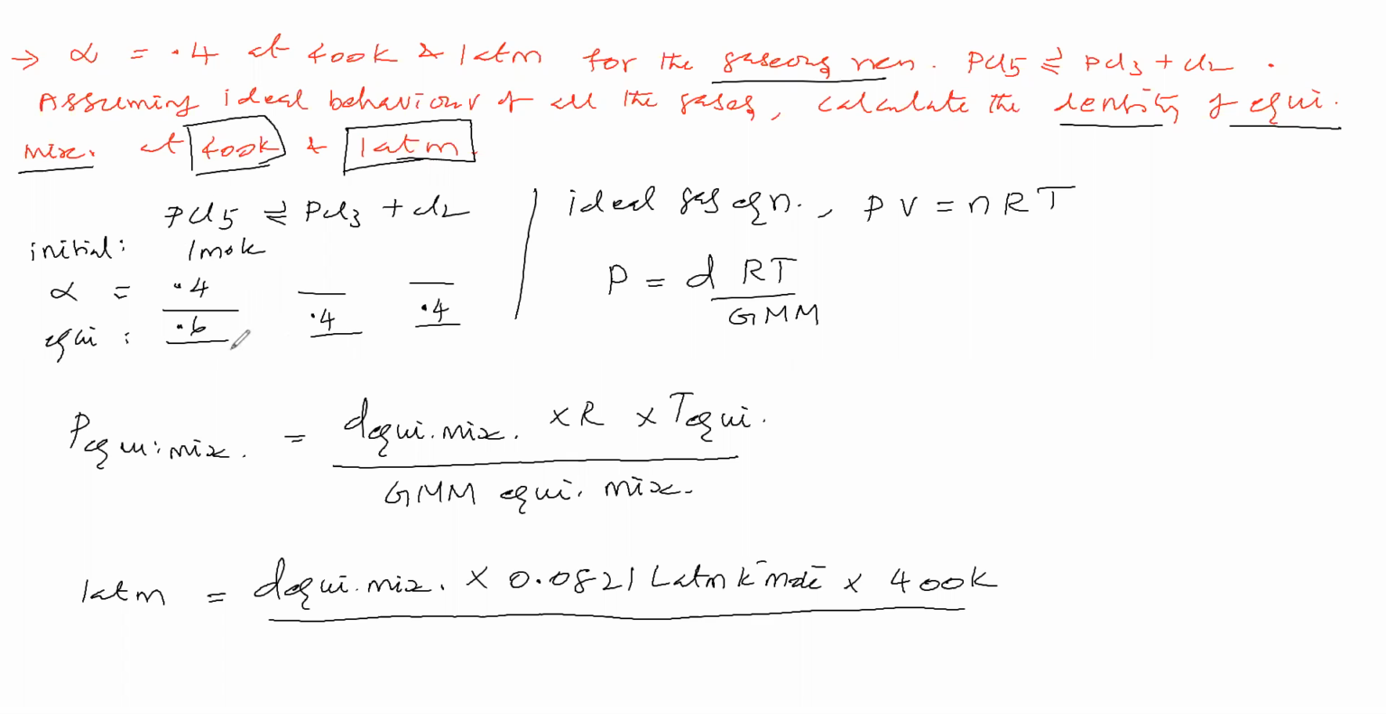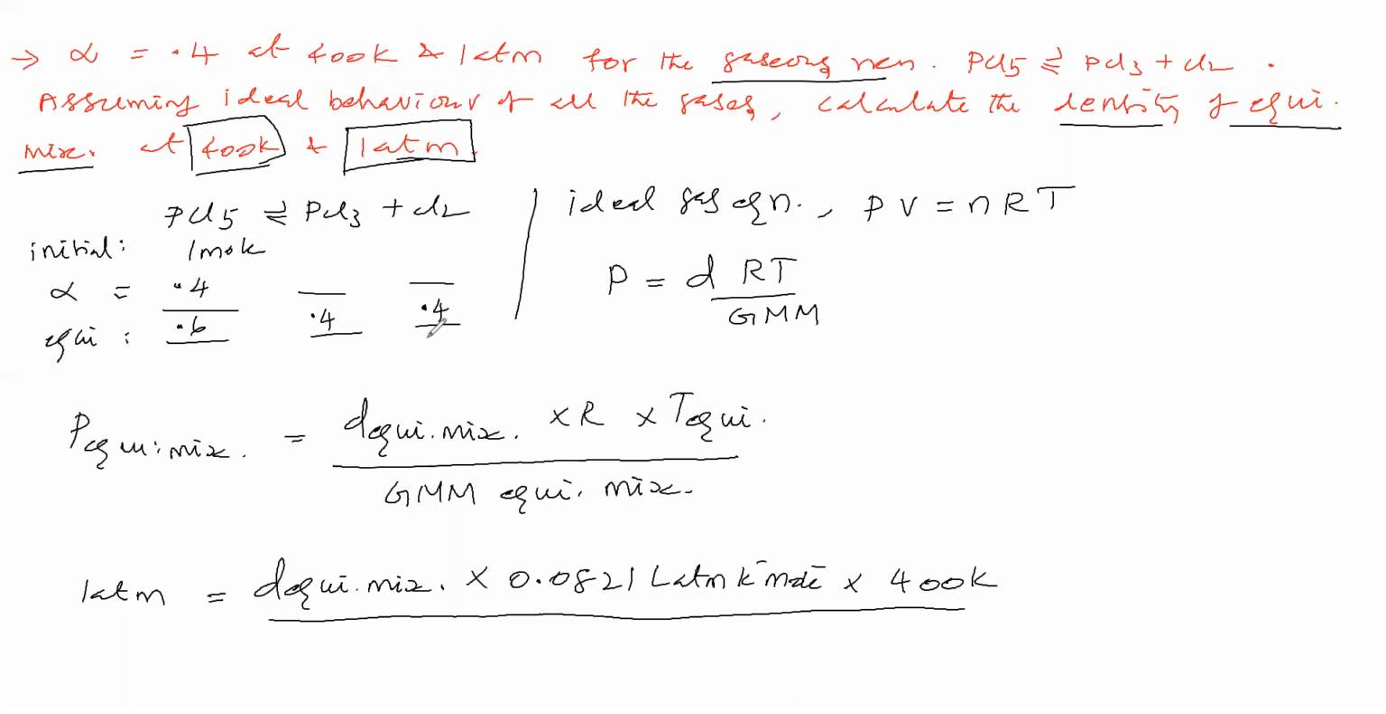Now at equilibrium, PCl5, PCl3, and Cl2 are there. What is the mass of the equilibrium mixture? Is it given, or do we have to find it?